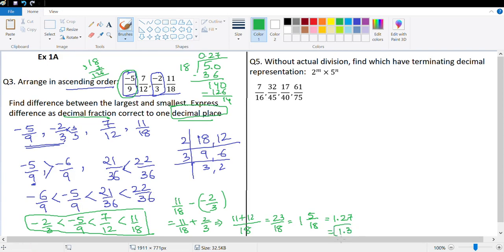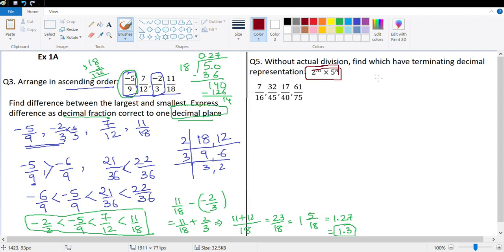So that's the difference. And then the last concept of this exercise, which is, without doing the actual division, you can figure out if a rational number can be converted into a terminating decimal or not. Now that trick is, if the denominator can be written in the form 2 to the power m multiplied with 5 to the power n, then it is a terminating decimal. If the denominator cannot be written in the form 2 to the power m into 5 to the power n, it is non-terminating. Let's look at an example.